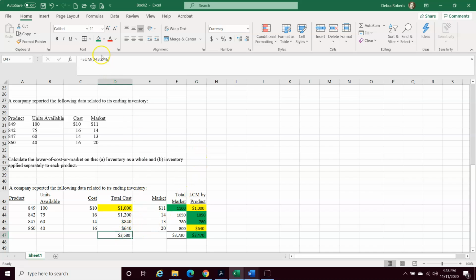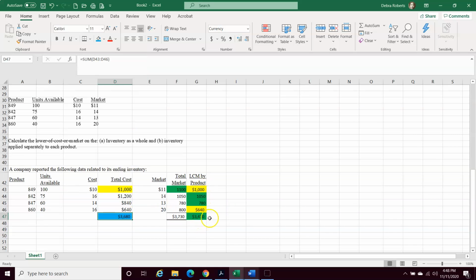And inventory as a whole is going to give us, I'm going to use a different color here, I'll do blue. So for our LCM by product, it is going to be 3,470, and we've computed it this way. Our LCM, or our lower cost or market, as a whole. And again, as a whole, we're comparing the 3,680 to the 3,730.